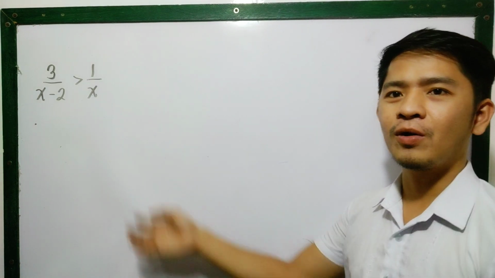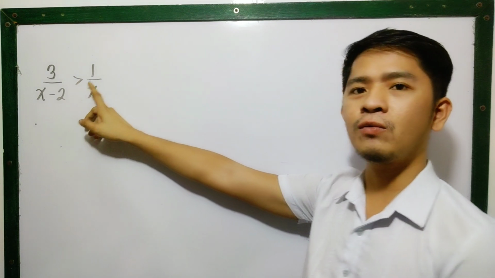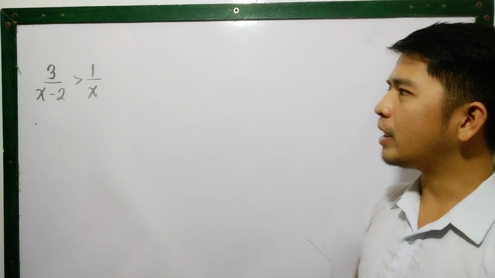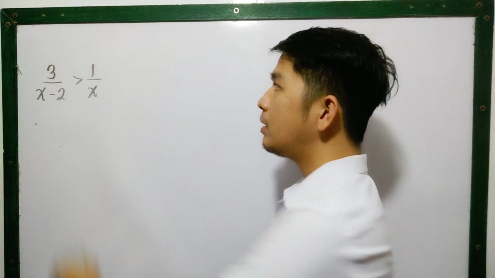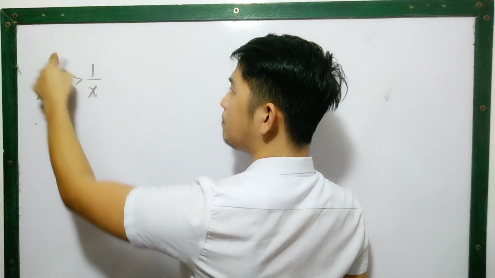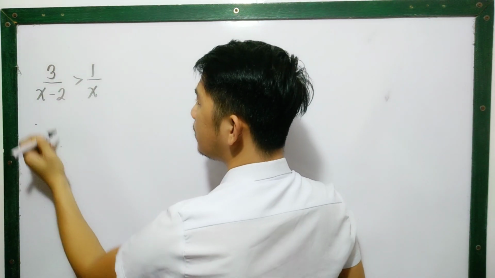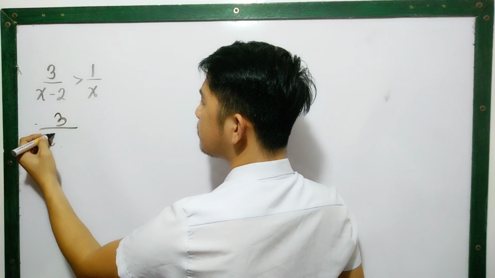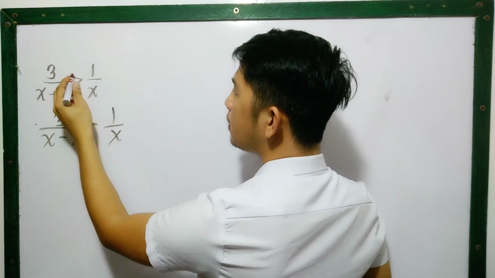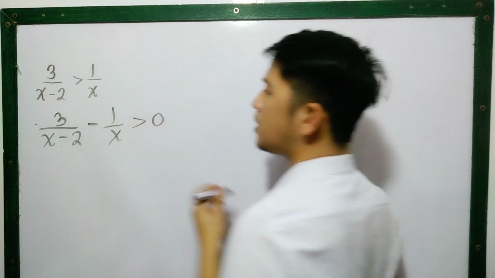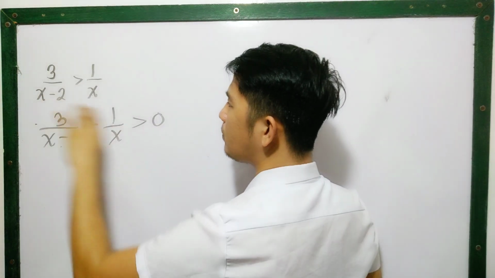Okay, another example. We have 3 over x minus 2 is greater than 1 over x. So again, it is a monomial on the left, but 0 on the right. Here it is a monomial, but it is not 0. So, let us move it first. That will become 3 over x minus 2, minus 1 over x, greater than 0. Okay? So, it is now 0, but it is not a monomial.